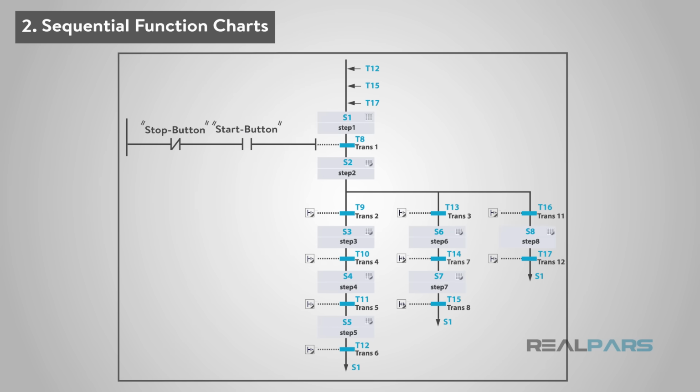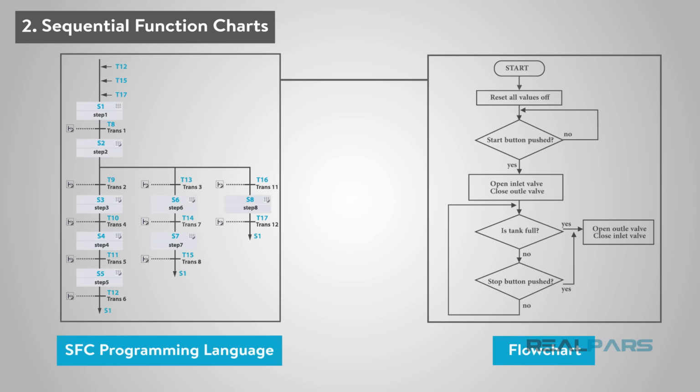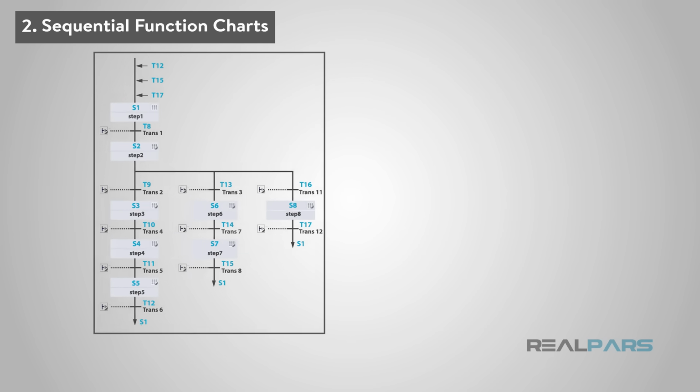Transitions are the instructions that you use to move from one step to another step by setting conditions of true or false. Unlike traditional flowcharts, the sequential function charts can have multiple paths. You can use branches to initiate multiple steps at one time.